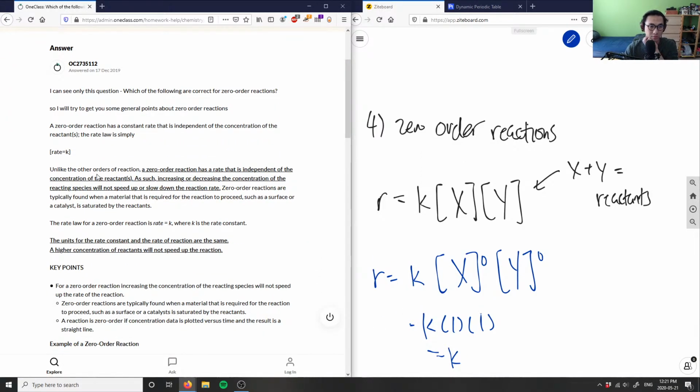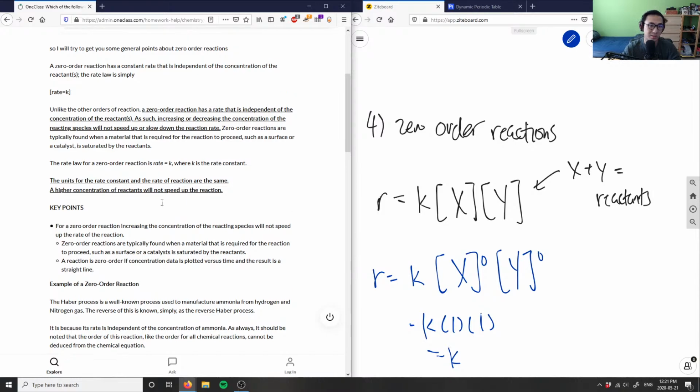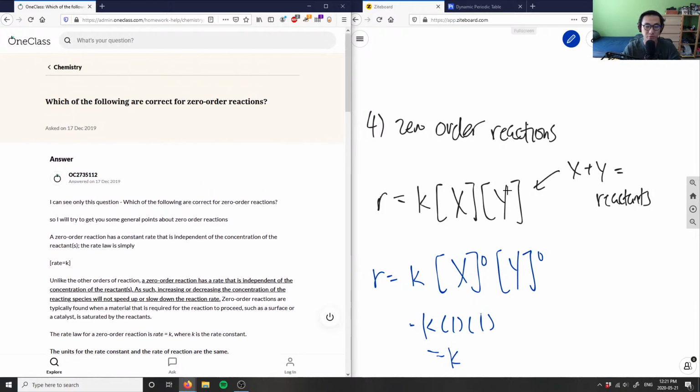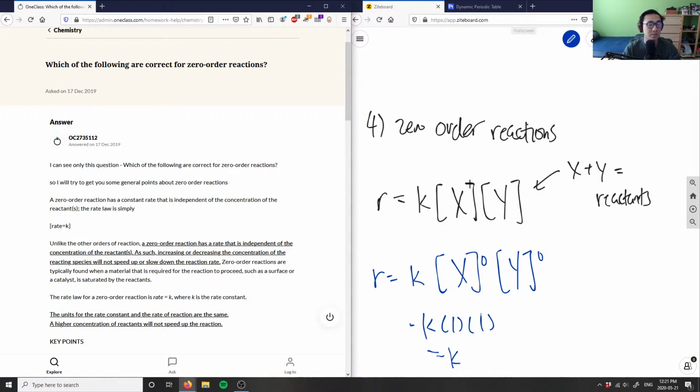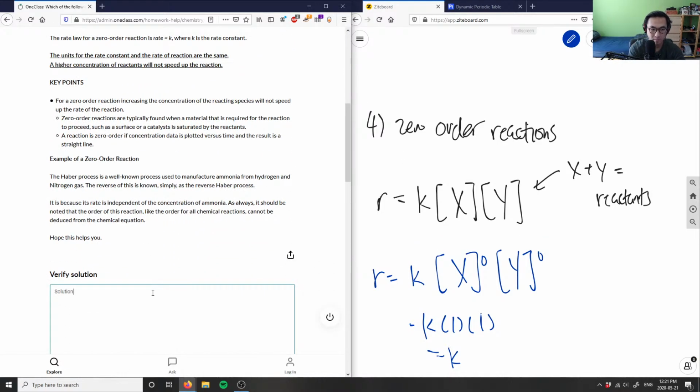So it says, unlike the other orders of reaction, a zero order reaction has a rate that's independent. That's good. So if I increase or decrease the concentrations of X or Y, it does not affect the reaction rate. So this solution here is correct. And that's kind of what the definition of a zero order reaction is. It's just independent of the concentrations of the reactants. Even if you increase or decrease the concentration, you can't affect the reaction rate. It's simply dependent on this k value here. So the solution is correct. It's a good analysis as well. And you could read on as well, but that's the general gist of what a zero order reaction is.